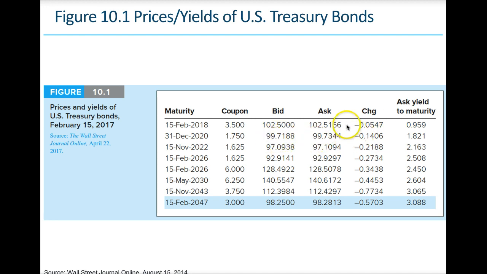And this would be the change from the bid and the ask, or rather, the change from the day before. And then the yield to maturity, what is going to be yielded to the maturity of the bond. Meaning that if your bond has a coupon of 1.75 and it's trading at a discount, the yield is going to be higher. Whereas if it's trading at a premium, the yield is going to be lower.